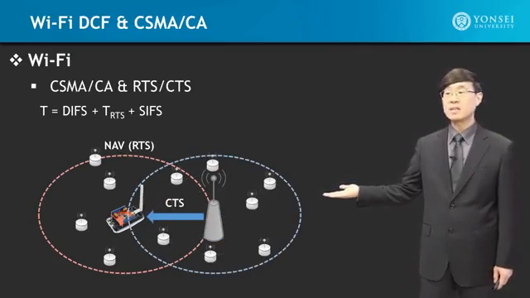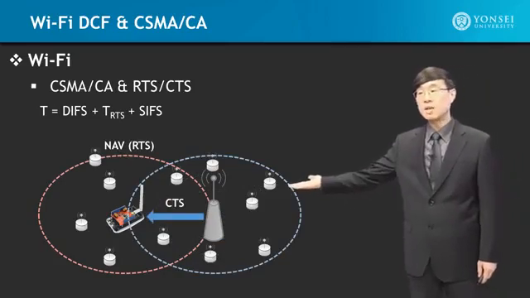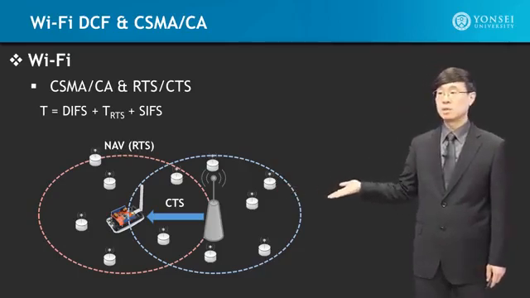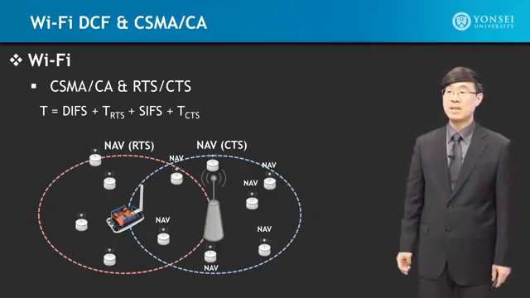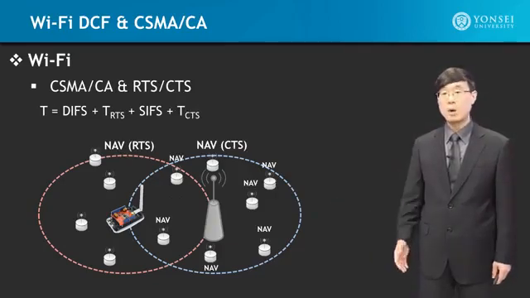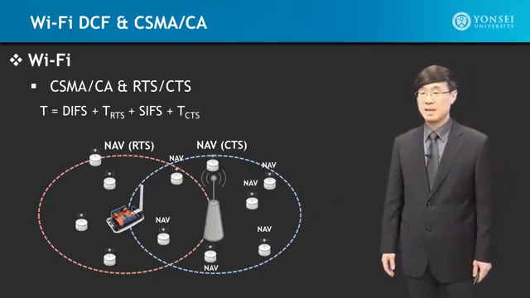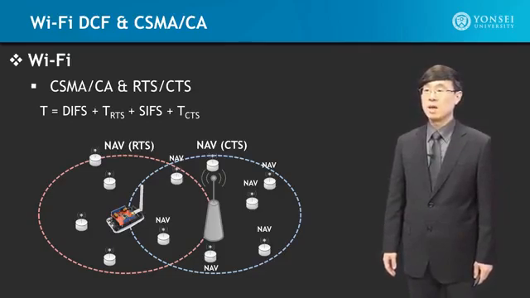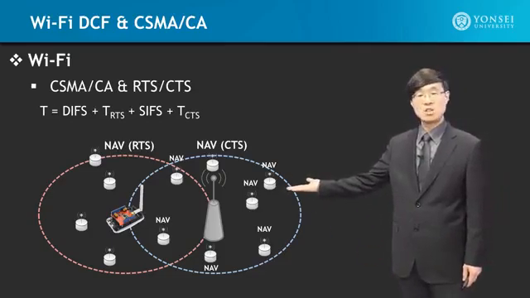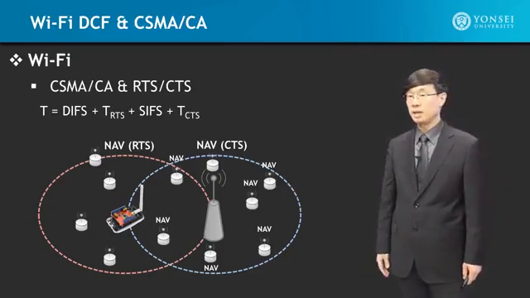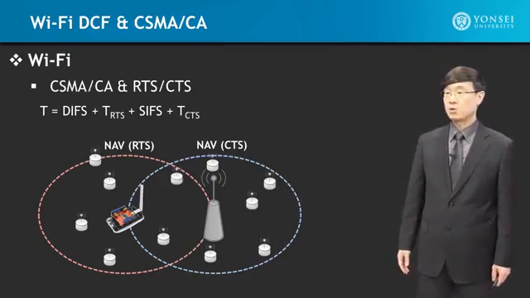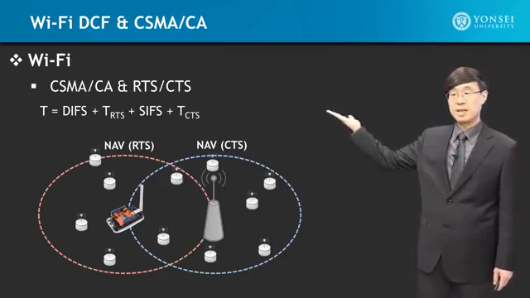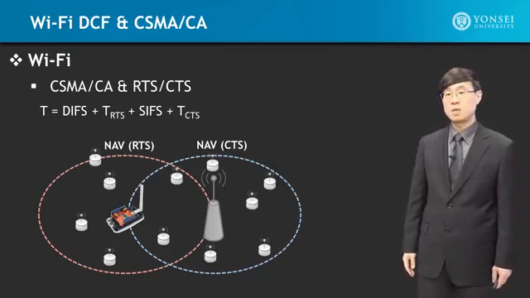Now, because of this, the devices surrounding this device in this blue dotted range, these devices will naturally set their NAV. They will withhold from sending anything to avoid collision with these two devices that exchange the RTS and CTS in communicating. Naturally, so the time for the CTS is added in how much time we consumed.